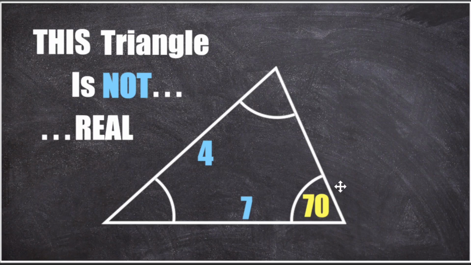Why do I say that this is not a triangle? After all, it looks like one. Well, I'm going to show you that whatever this is, it is impossible for it to be a triangle. There are a few ways in which you can do this.